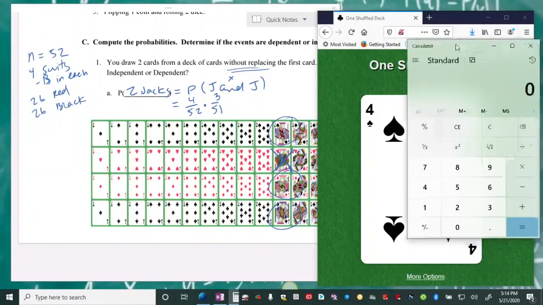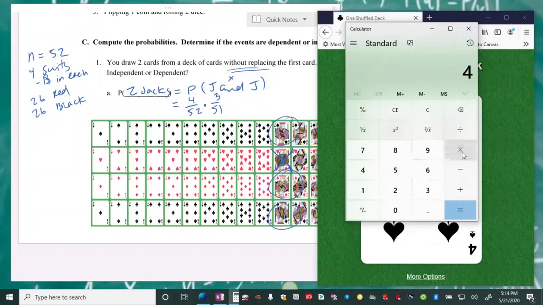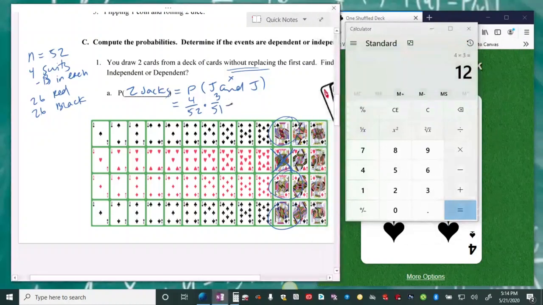So for my calculator, apply the numerator first. 4 times 3 is 12. So as a fraction, we're going to get 12 over my denominator, which is 52 times 51. So my denominator is 2,652.